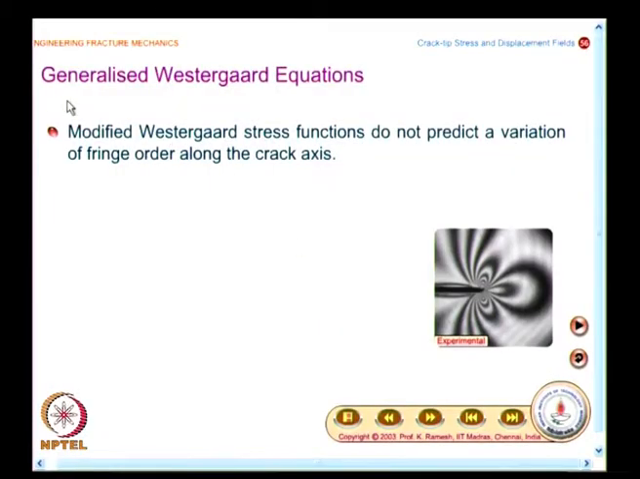We will now take up our discussion on generalized Westergaard equations. This is necessary because we have looked at the Westergaard stress function, and we have also looked at modified Westergaard stress functions. What are the modifications that we have looked at? We have looked at a modification introduced by Irwin.